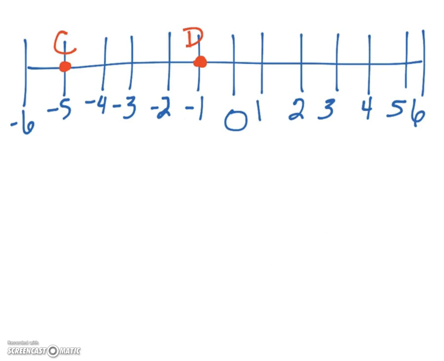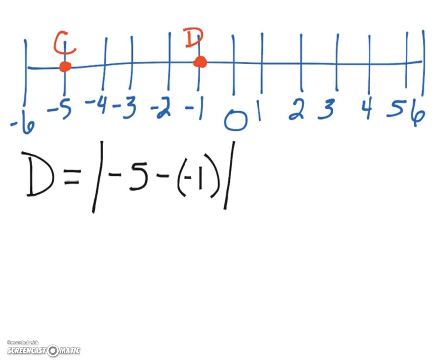Okay, so we're going to try another example, and this time I've called our 2 points C and D. The formula is the same, so the distance between those two is the absolute value of -5 minus (-1). And you'll notice that I had to put the -1 in parentheses because I want to be sure that I don't forget that these two negative signs are going to combine and become a positive sign. That's going to be really important.